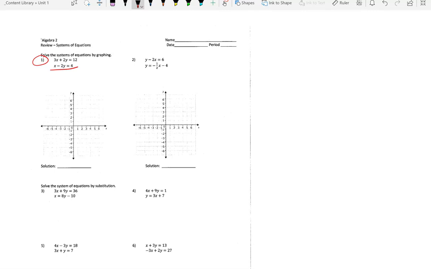If I put 0 in for x, I get negative 2y equals 4, and then y equals negative 2. So if y equals negative 2 and my x was 0, that's my point. Flip it around, put 0 in for y, I get x equals 4. So if x equals 4, my y is 0, that's my other point. Draw the line. Okay, we'll do orange for this one.